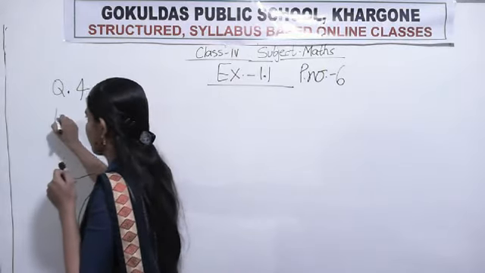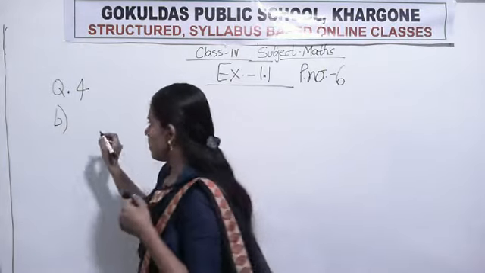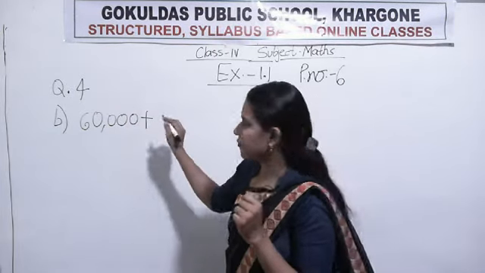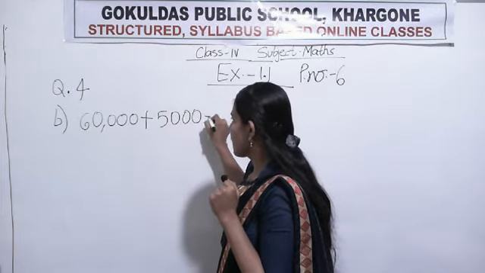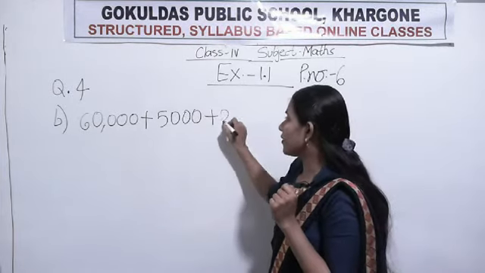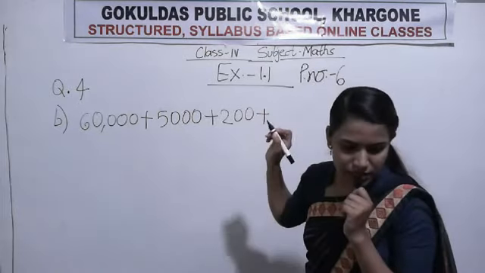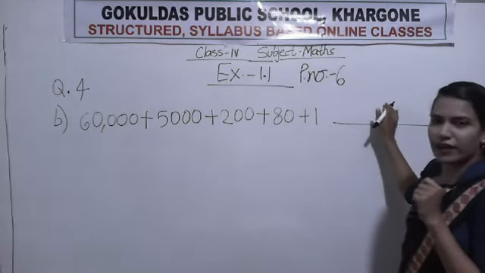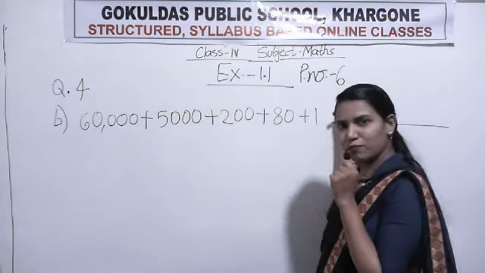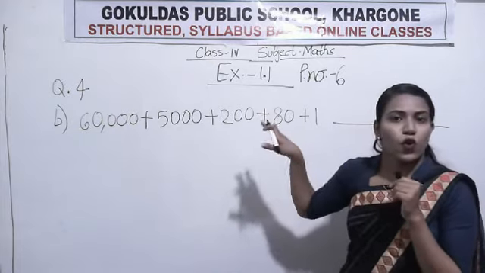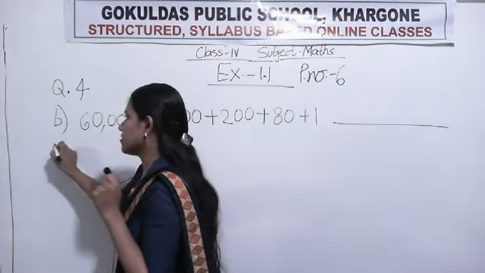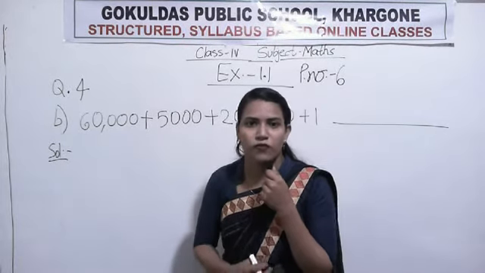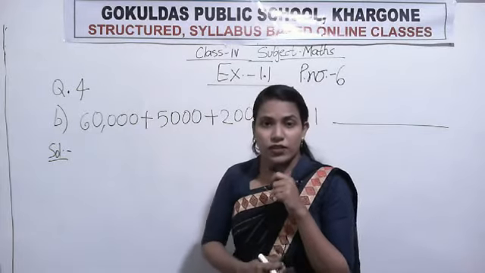How to do this? What is given? 60,000 plus 5,000 plus 200 plus 80 plus 1. You have to write the answer in the blank. To write the short form of an expanded number, what is the first step?